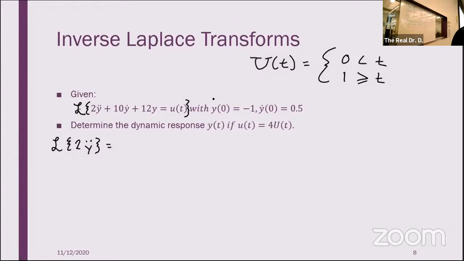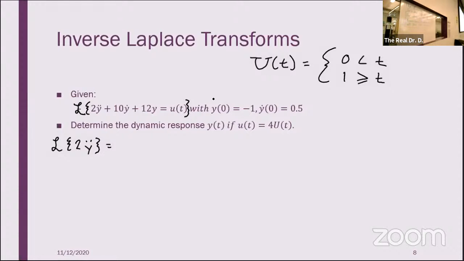Now remember, last class there were a few properties that I put a box around, the differentiation properties. They're also on the master sheet, in case you forget. It's written in the most general form. This is a second order derivative. For a second order derivative, hold on, let me get to the right part of my notes.